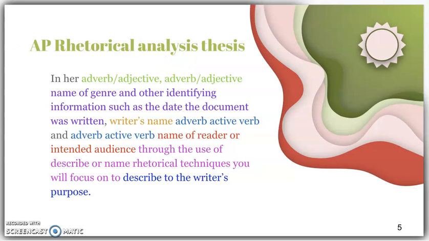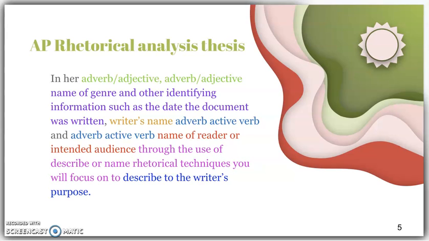So we see an adjective and adverb, then you have the name of the genre and other identifying information, such as the date the document was written, because a lot of times the date and the history surrounding it is super important. You have the writer's name, an active verb, the name of the reader or the intended audience, and then through the use of rhetorical devices, remember we are practicing depth of ethos, pathos, and logos, to describe the author's purpose. So this is kind of putting all of your SOAPSTone in one sentence here so that I know exactly that you know that you've done the SOAPSTone.